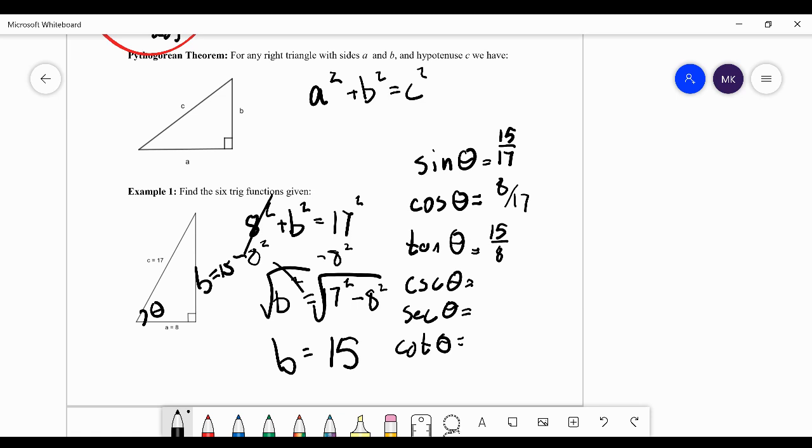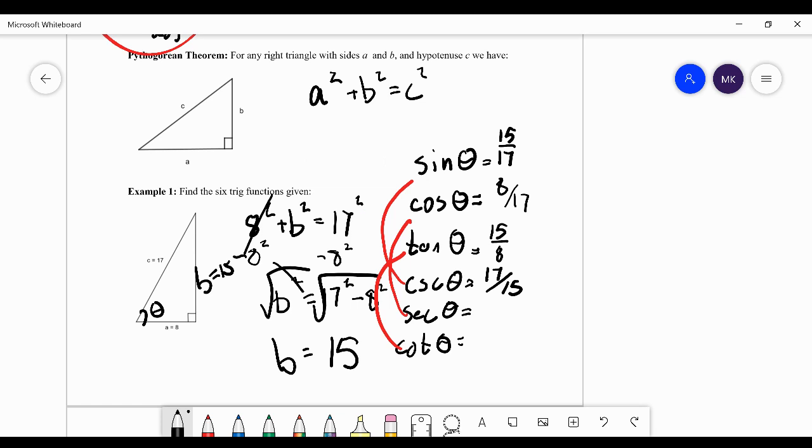Okay, now how do I do these other ones? Well, remember, these are all tied to another: cosecant, sine, secant, cosine, cotangent, tangent. So these are all tied together, and they're just the flip. So if cosecant theta is the flip of sine theta, and sine theta is 15 over 17, that means cosecant is just 17 over 15.